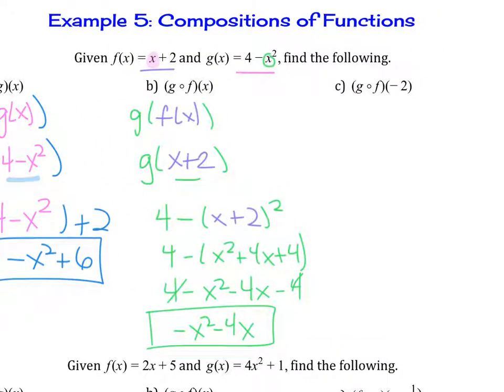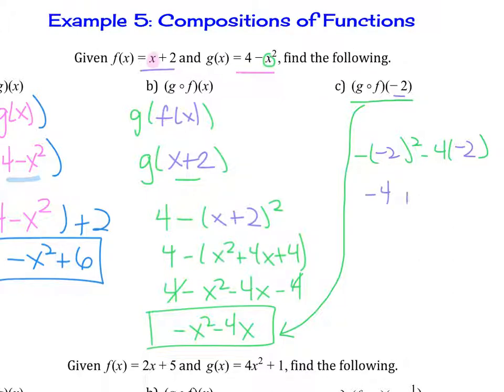So now it says to find g of f of negative 2. If you see that, all you're going to do is take this function you have here and plug in the negative 2 inside. So let's do that. We have negative 2 squared minus 4 times negative 2. So now we have negative 4 plus 8, so the answer is 4.